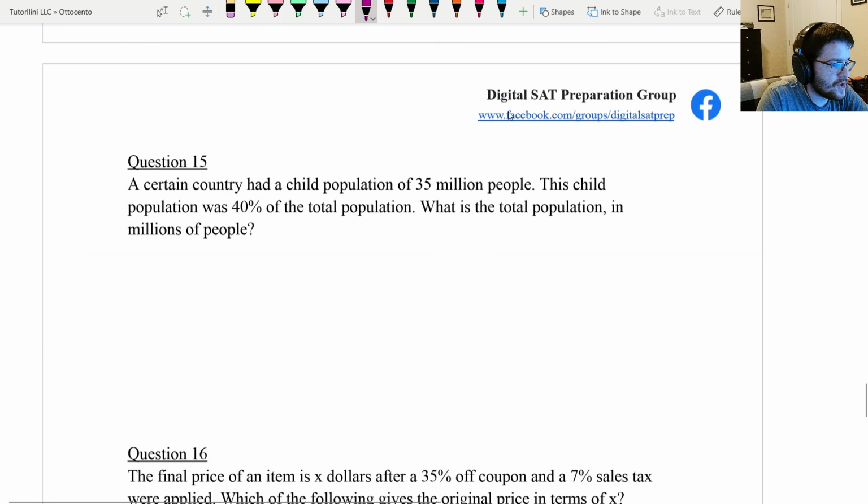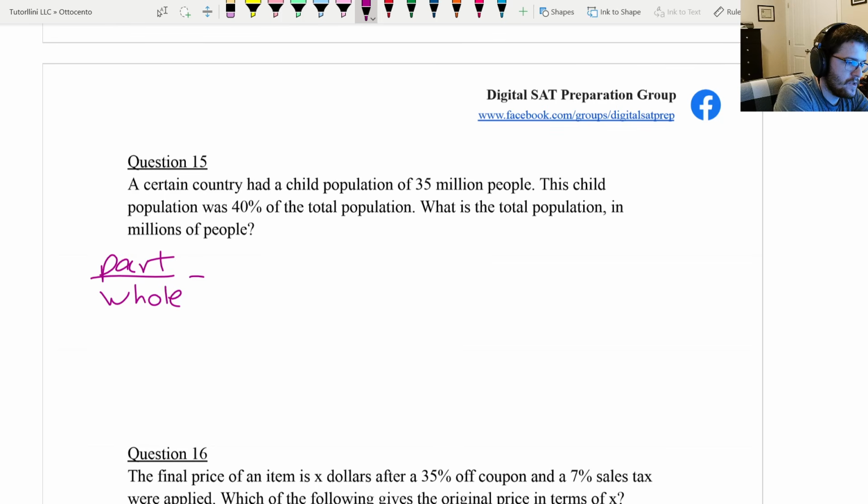Great. A certain country had a child population of 35 million people. The child population was 40% of the total population. What is the total population in millions of people? Okay, there's a couple ways we could do this. We could do a percent of, or we could do part over whole. I'm going to do part over whole. So, part over whole equals percent divided by 100.